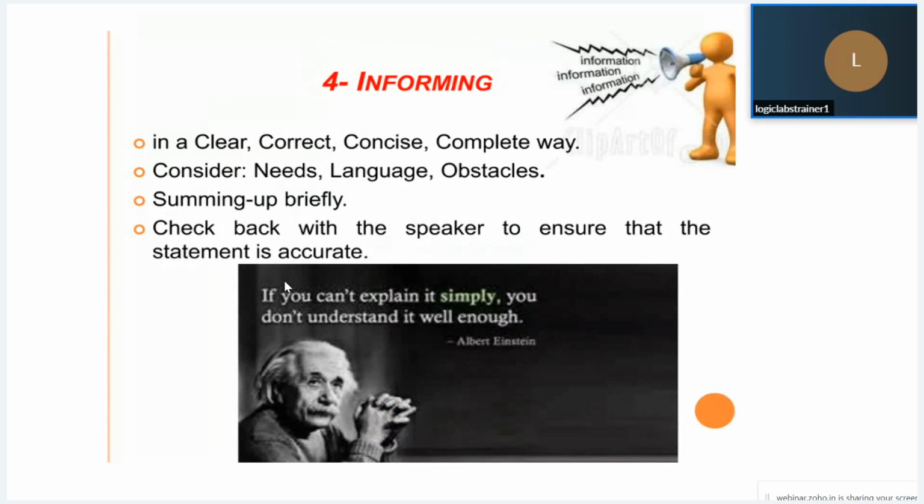Next, you will start giving the information. How will you give the information? In simple language, clear and easy to understand, not with a high level of vocabulary, not using tough language for the client to understand. Use the language which you and the client can both understand in a better way.